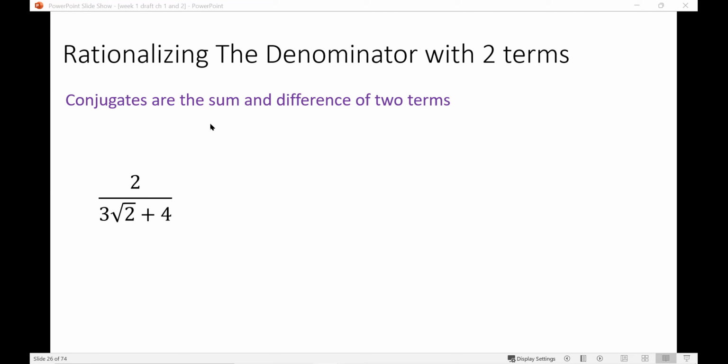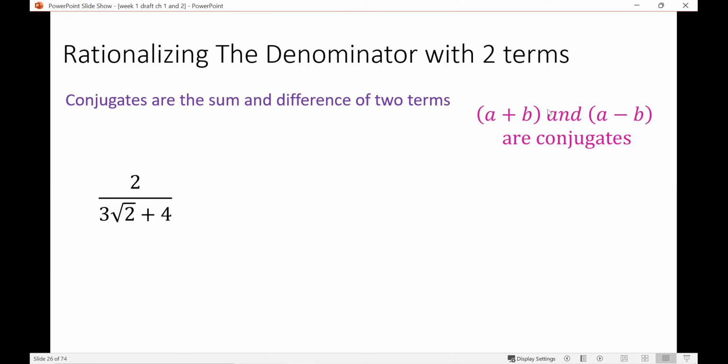So here we have to use what we call conjugates. Conjugates are the sum and the difference of two terms. I think we actually saw an example earlier where I multiplied the sum and the difference of two terms, and you saw that we lost all our radicals. So a plus b and a minus b are conjugates because one is a sum and one is a difference. When you multiply a plus b times a minus b, the cross terms, the b times a and the a times negative b, cancel out, and you get just a squared minus b squared.